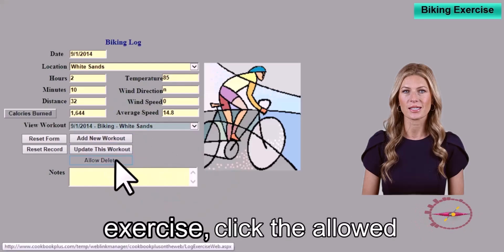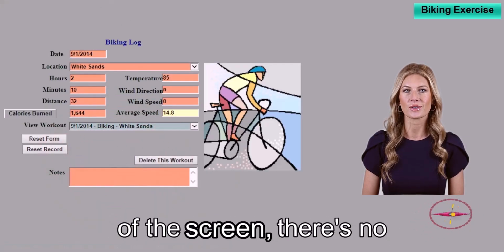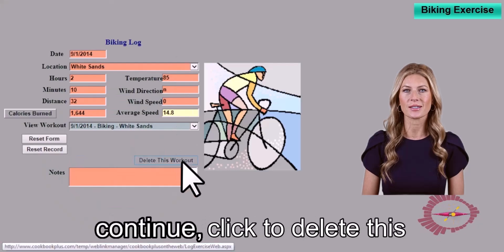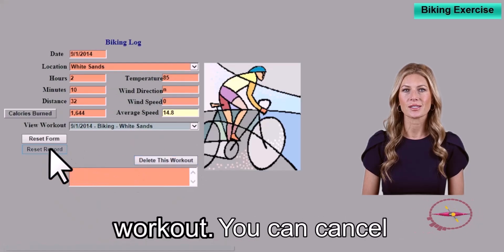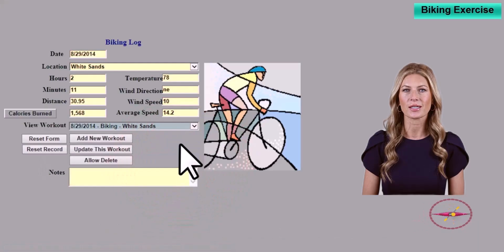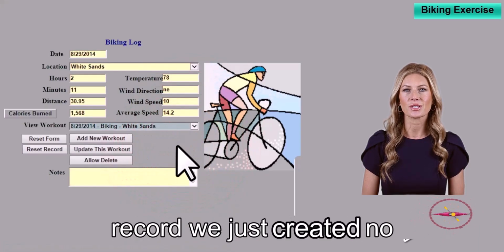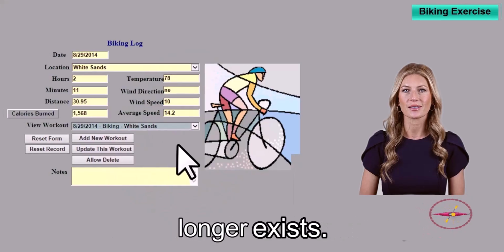To delete a logged exercise, click the Allow Delete command button. Note the warning at the top of the screen, there's no undo for this. If you'd like to continue, click to delete this workout. You can cancel the delete by clicking the Reset Record command button. I'll click Delete, and if we open the drop-down, the record we just created no longer exists.